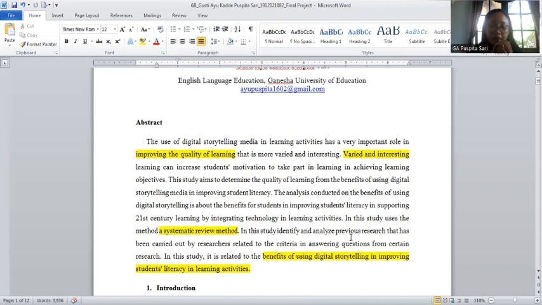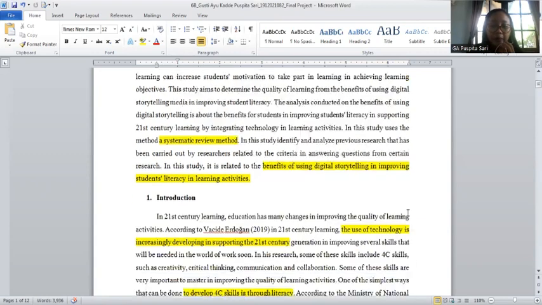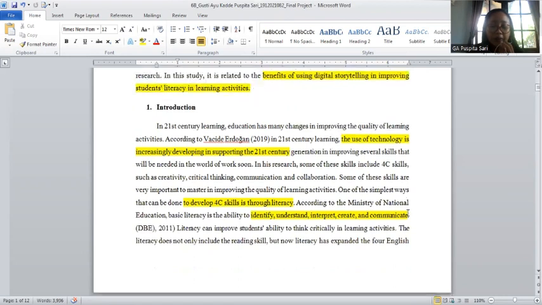And in this literature review, I use a systematic review method to identify and analyze the previous research that has been carried out by researchers that relate to the criteria in answering questions from certain research. And the aim of my study is to know about the benefits of using digital storytelling in improving students' literacy in learning activities. And the second part, in the introduction part, I explain some of the theories.